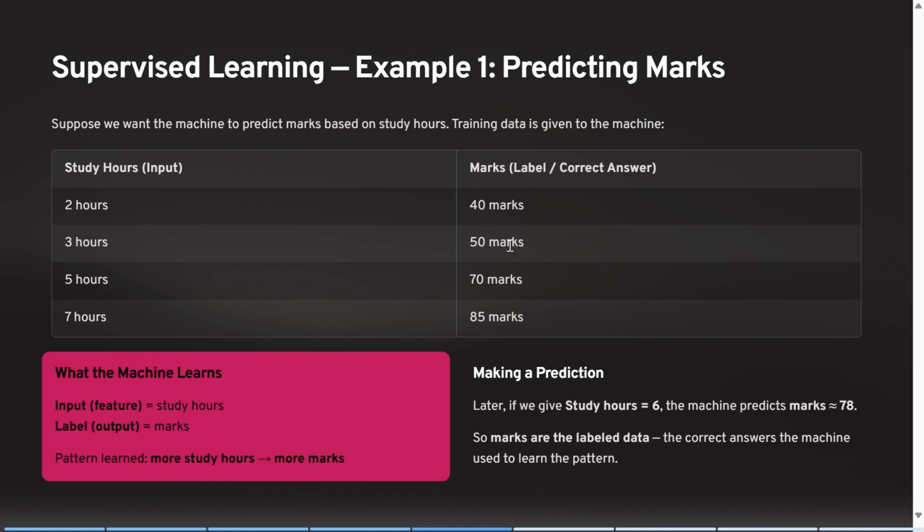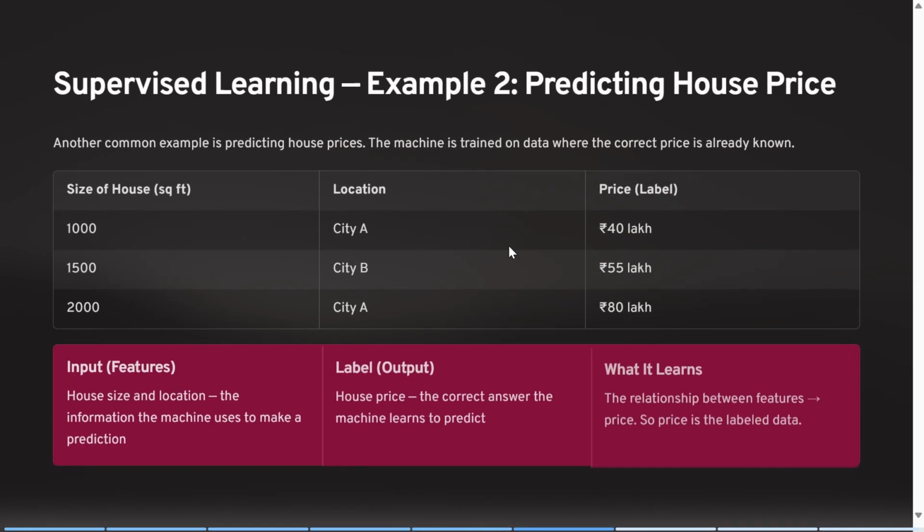Now coming to another example, predicting house price. A machine is trained using inputs or features, in this example house size and location. The output or label here is the price of the house. So the machine will learn the relationship between the features and the price, and then when we give it new features, it can predict the price of the new house.